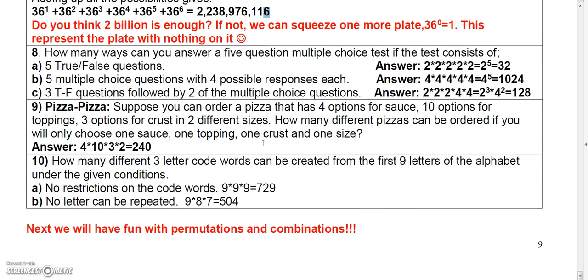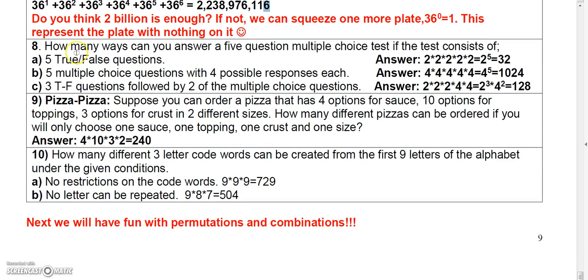Number 8 is kind of a repeat of something I've discussed earlier, so we won't spend a whole lot of time on it, but if you have 5 true-false questions, there's 2 times 2 times 2 times 2 times 2 ways to answer, or that's how many answer sheets you could turn in. If you have 5 multiple choice questions with 4 possible responses each question, then there would be 4 ways to answer each question. So you'd have 4 times 4 times 4 times 4 times 4, or 4 to the 5th possible answer sheets that could be turned in.